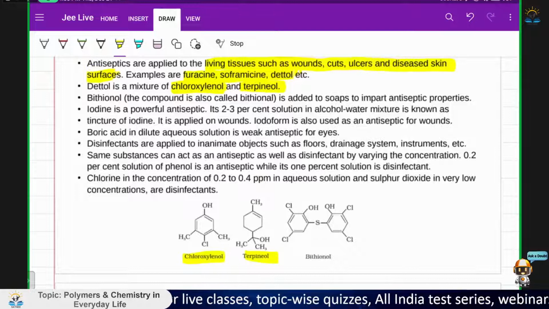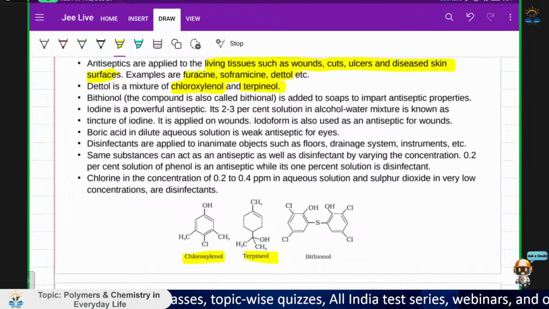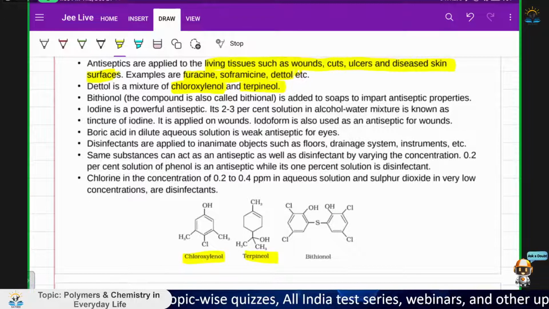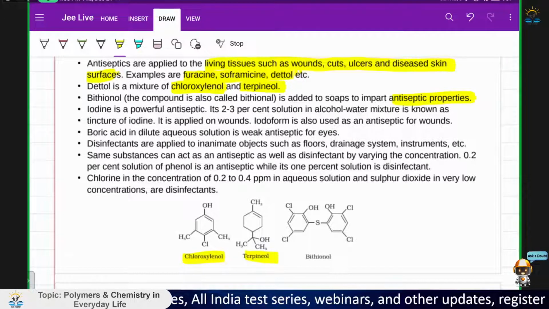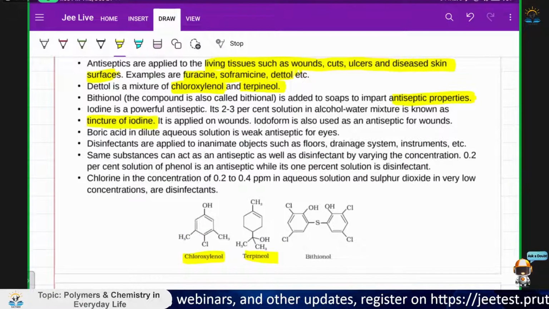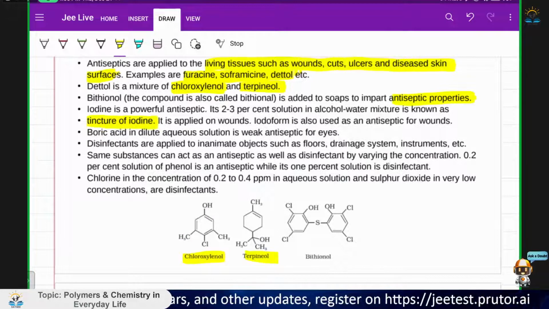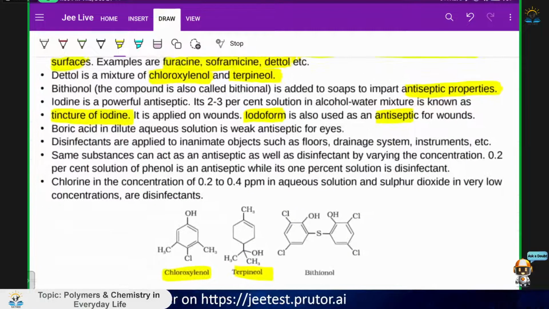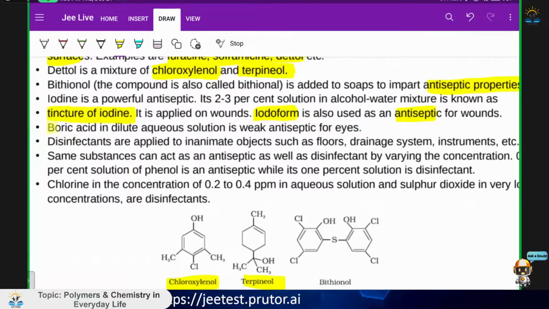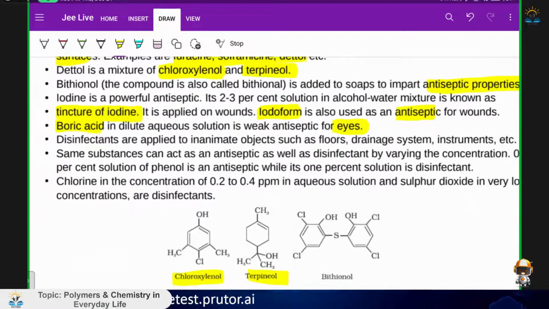Bithionol, also called bithional, is added to soaps to impart what? Antiseptic property. Iodine is a powerful antiseptic. A 2 to 3% solution of iodine in an alcohol-water mixture is known as what? Tincture of iodine. Iodoform is also an antiseptic. Boric acid in dilute aqueous solution is an antiseptic for the eyes.